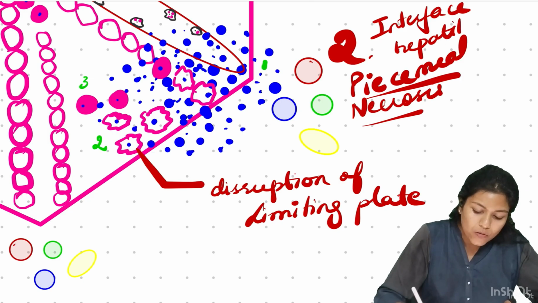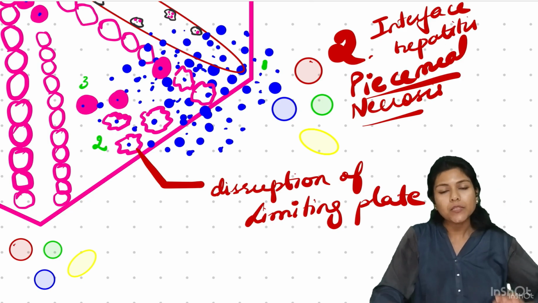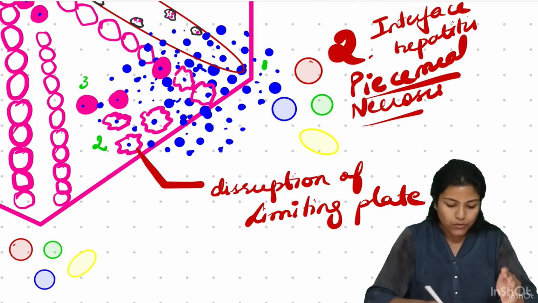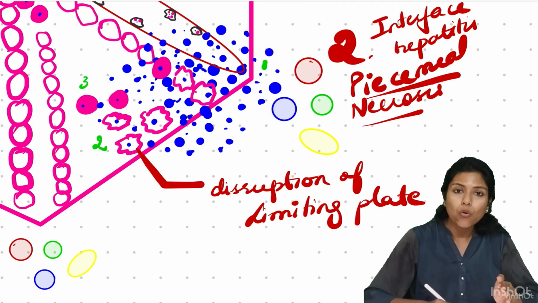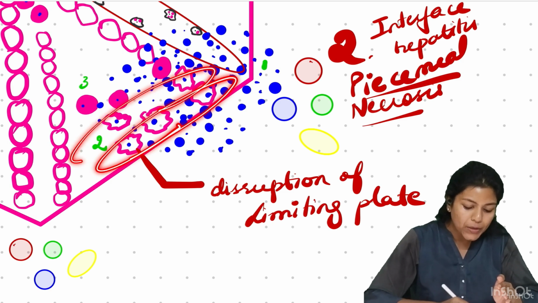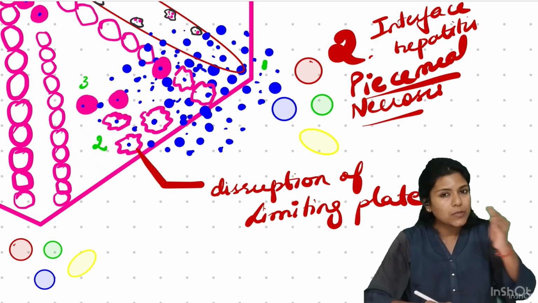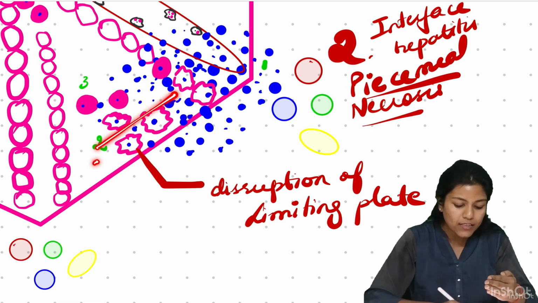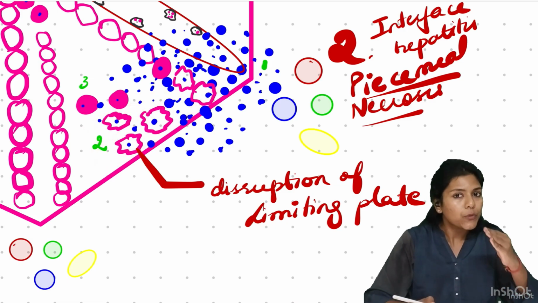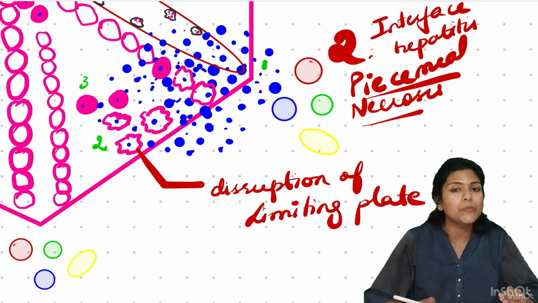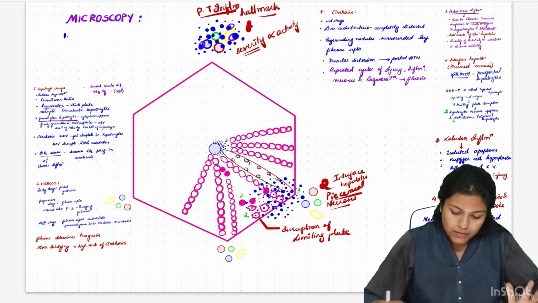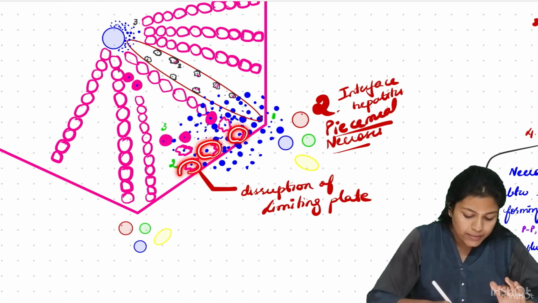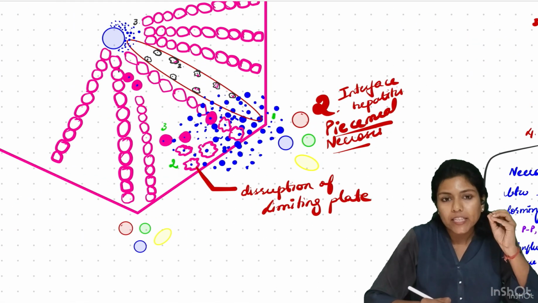Interface hepatitis is also called piecemeal necrosis because the spilled over inflammatory cells will cause necrosis and apoptosis of the peripheral hepatocytes as chunks, piece by piece. First it affects the outermost, then it moves inside, layer by layer. So we can visualize this, and because the hepatocytes are disintegrating, it gives a moth-eaten appearance.